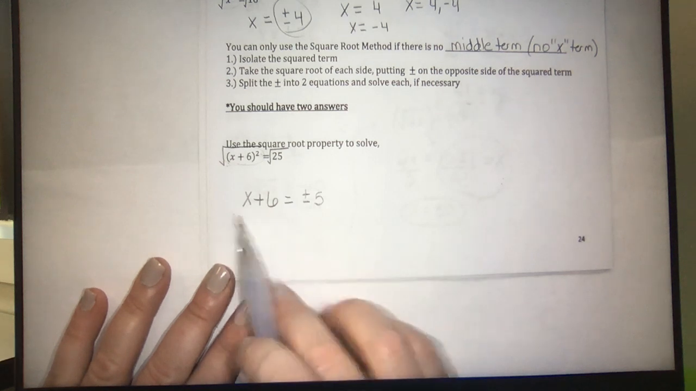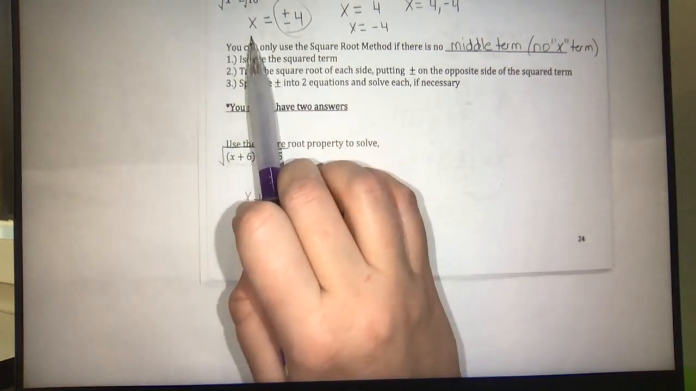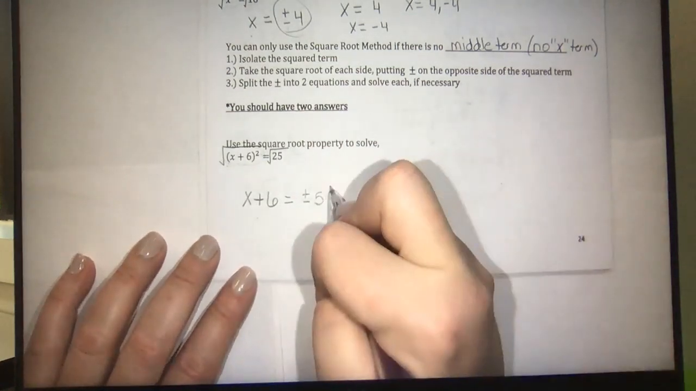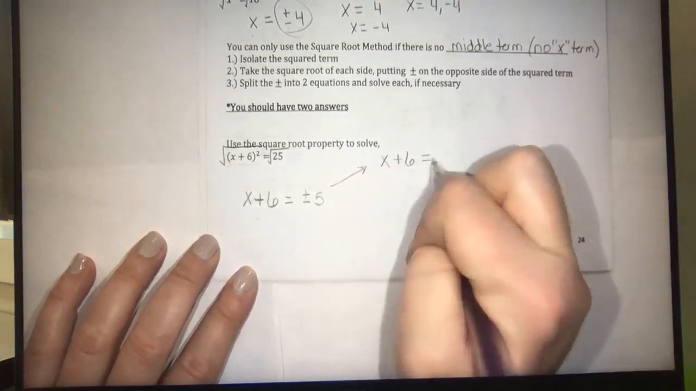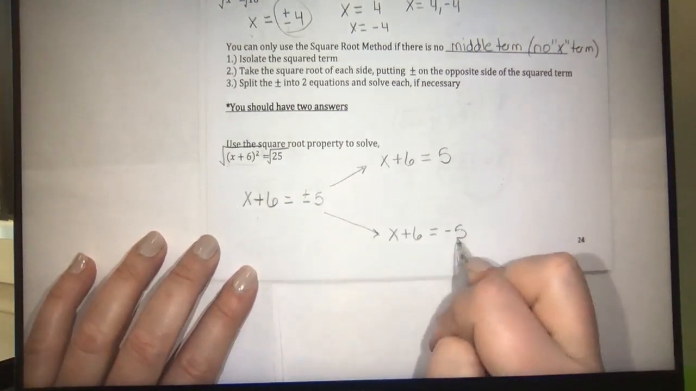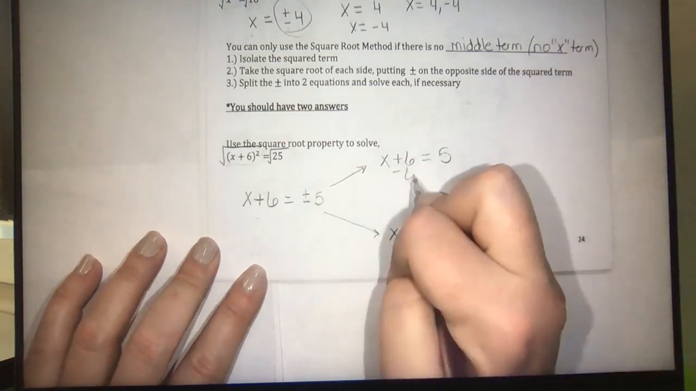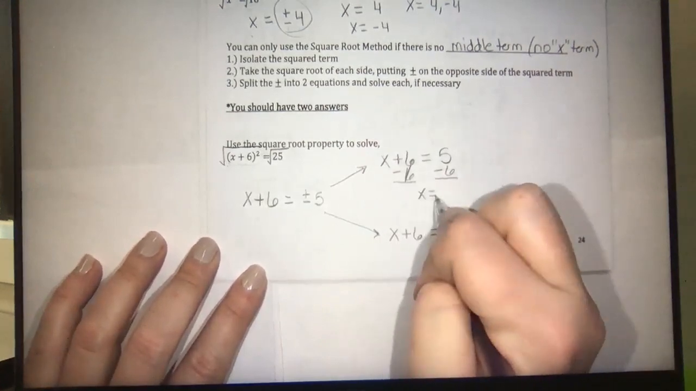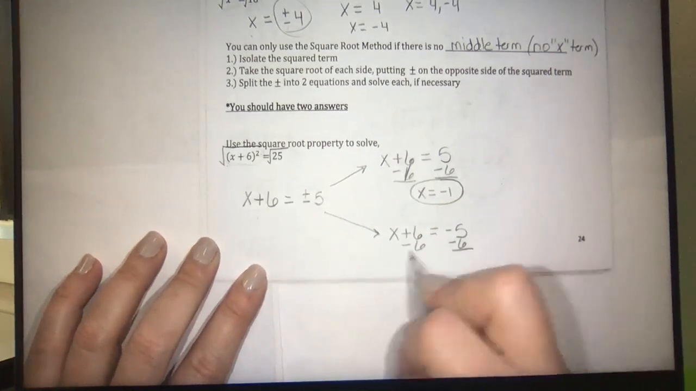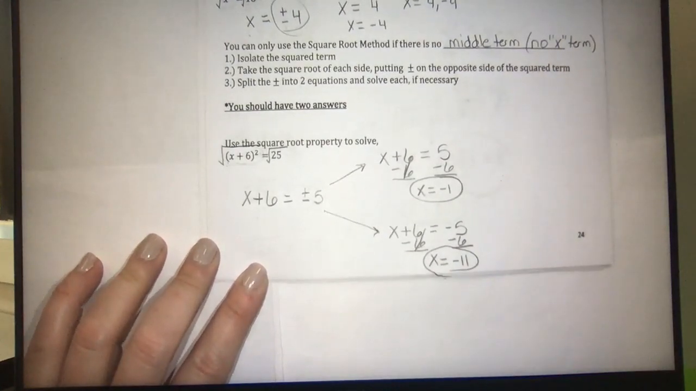Okay. Now we're not done. I can't circle this and move on like I did up here. Up here, I got to stop because I had x equals. Here, I'm not done. So now I'm going to have to split it into two equations. I'm going to have one equation equaling the positive 5, and one equation equaling the negative 5. And then I'm going to solve them and get my two answers. So if I subtract 6 from the positive 5, I get negative 1. If I subtract 6 from the negative 5, I get negative 11. Those are my two answers.